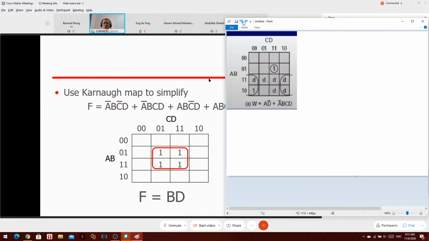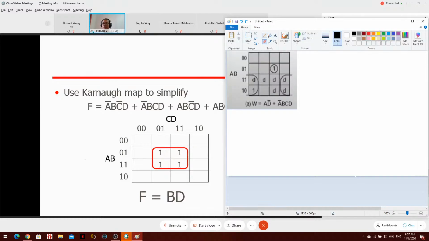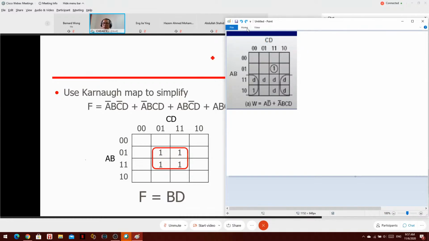Okay. So I hope everybody understands how to do Karnaugh maps. Any questions on this particular exercise? I hope it's clear. Okay, all good? All right. Anybody else got any problems? Okay, I hope everybody is okay with this one.